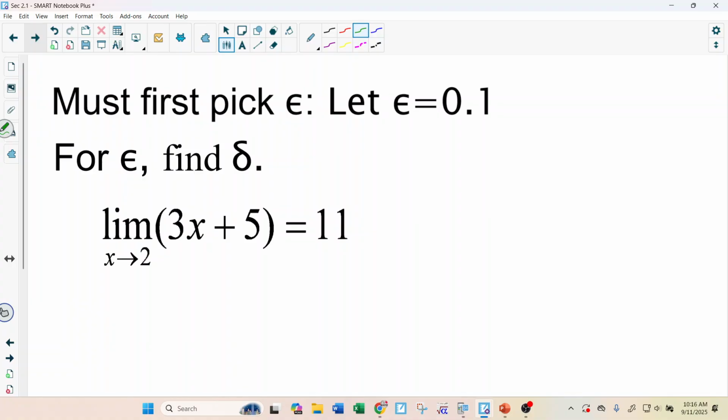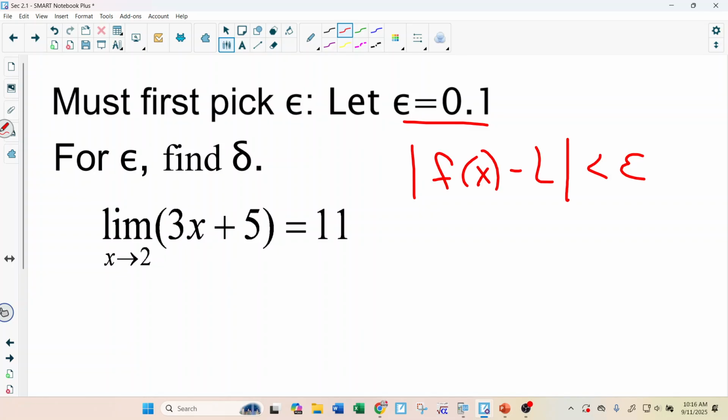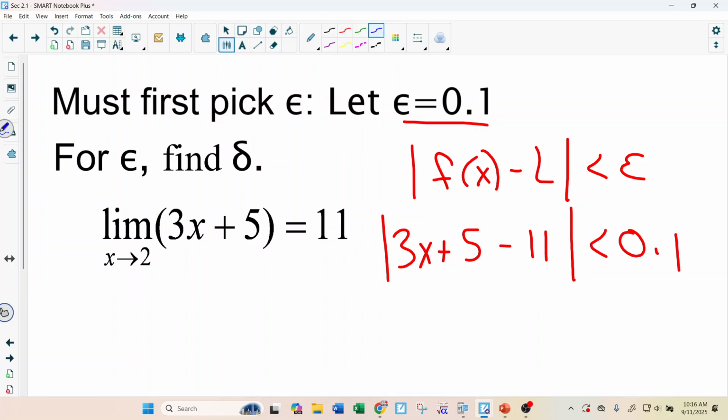So let's look. We must first pick an epsilon. So let's pick an epsilon as 0.1. Okay. So here's our limit. The limit of 3x plus 5 as x approaches 2 is equal to 11. We're going to unpack this, so just stay with me, and hopefully as we go further, it'll make more sense. So just follow along. We want our epsilon to be 0.1. That means, from our definition, that the absolute value of f of x minus L is less than epsilon, which tells us that the absolute value of 3x plus 5 minus 11 is less than 0.1.